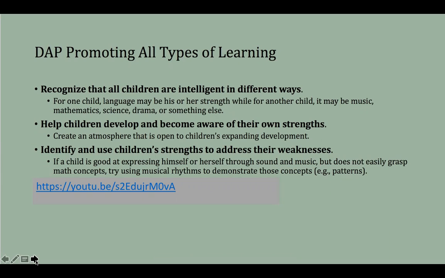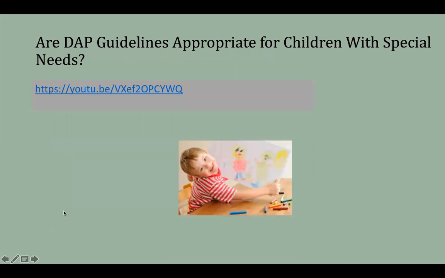Again, developmentally appropriate practice promotes all types of learning. You recognize that a child is intelligent in different ways, right? You help children develop and become aware of their own strengths, and you identify and use children's strengths to address their weaknesses.